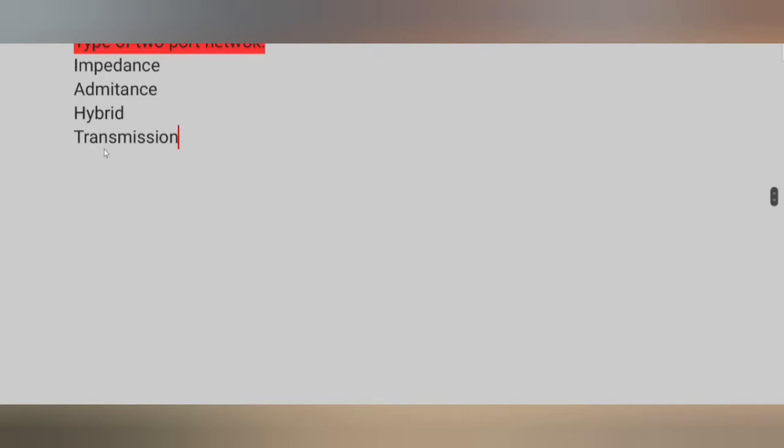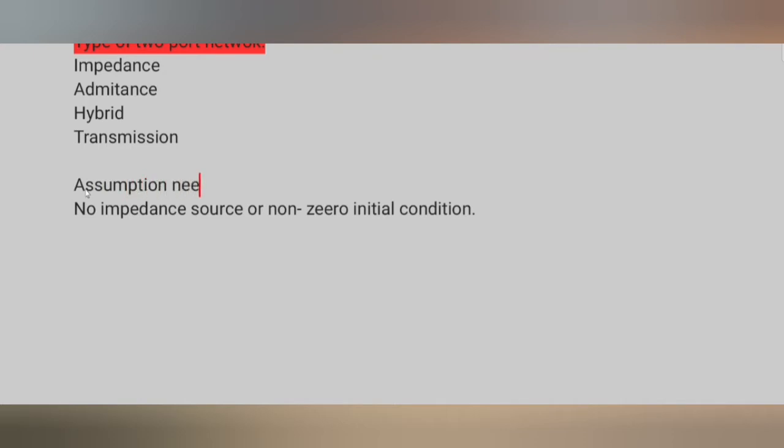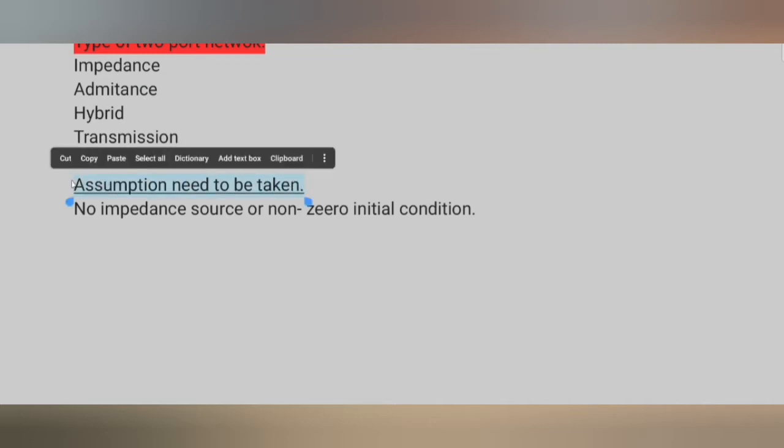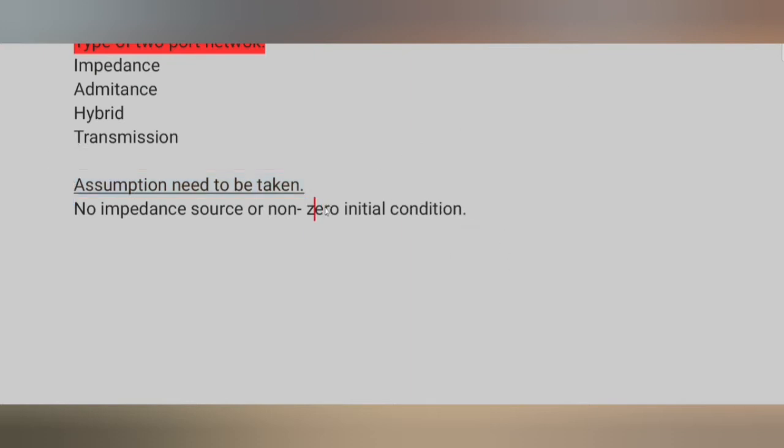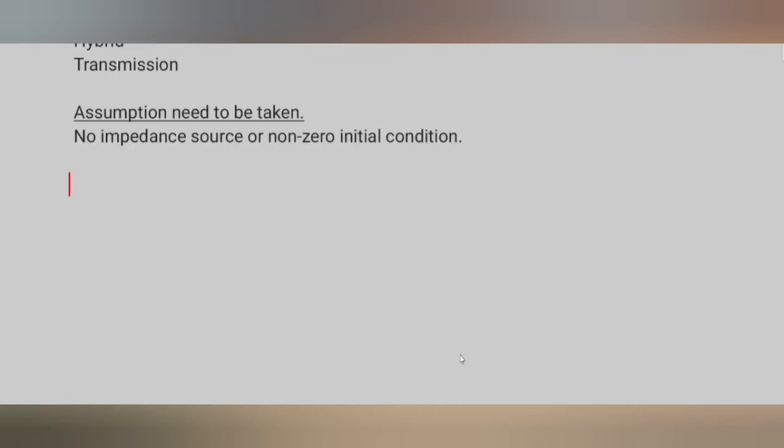Now to demonstrate this, we will assume non-zero initial condition. Okay. Now we will start from our first type, that is admittance parameter.